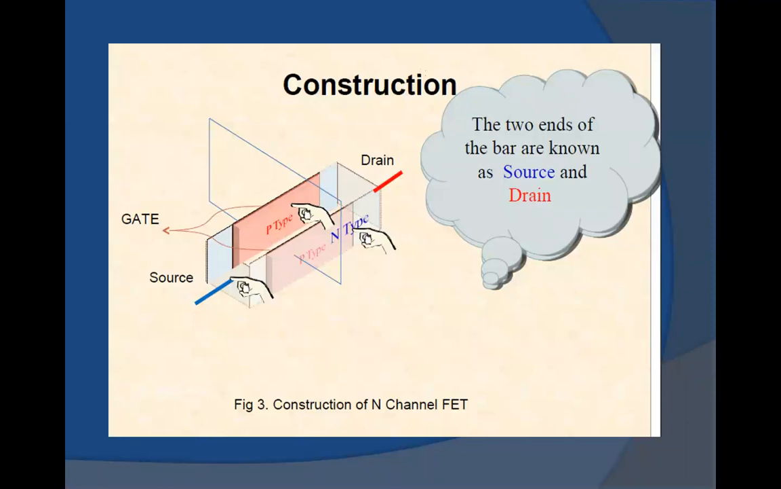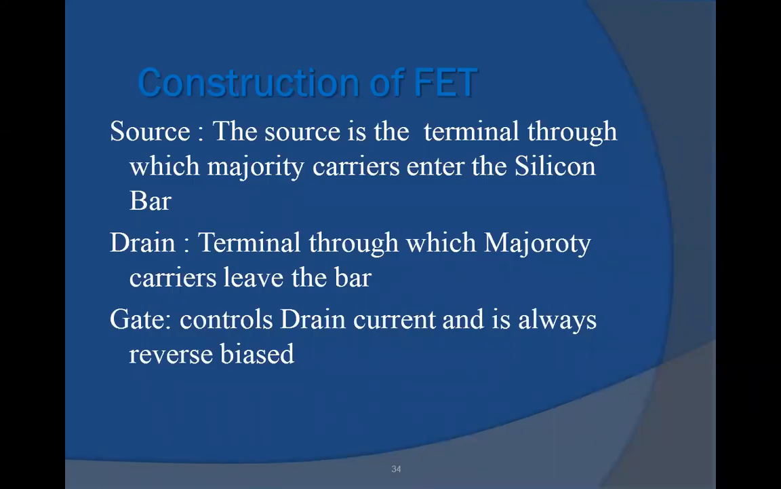So this is the construction of JFET. In the construction of N-channel FET, the two ends of the bar are known as source and drain. The third one will be the gate. Here the source is the terminal through which majority carriers enter the silicon bar. The drain is the terminal through which majority carriers leave the bar. The gate will control the drain current and is always reverse biased.